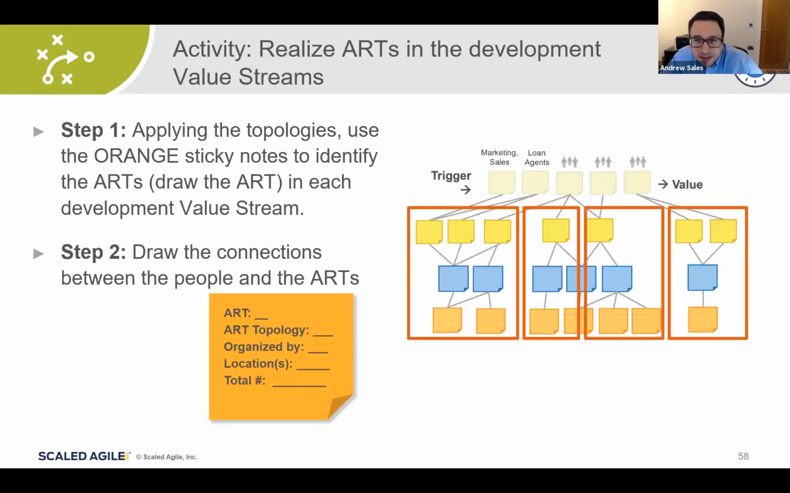And then we get to the exercise where they're going to take those brainstormed options and start to document them in a bit more detail. Keep in mind that not everything needs to be an agile release train. So some very small development value streams may be modeled simply by 1 or 2 agile teams. But for the trains you are identifying, give them a name, make sure you identify the topology that they map to and how they're organized within that topology. And of course, make sure that you identify how many people are on those ARTs and the locations that they're working within.